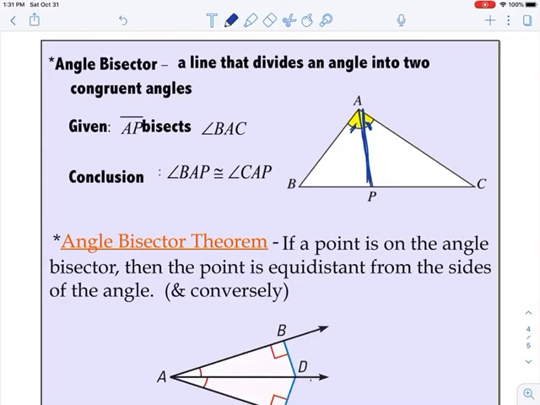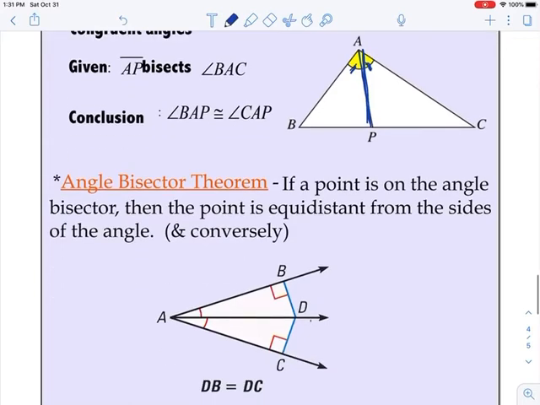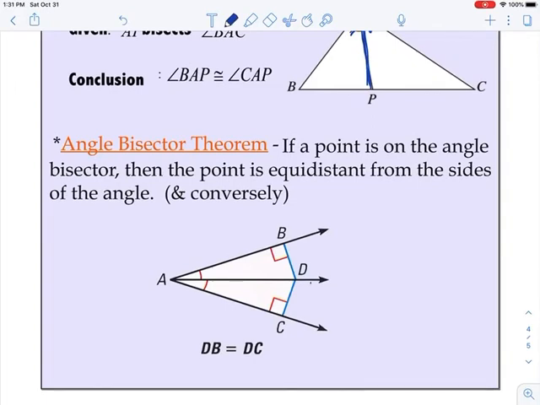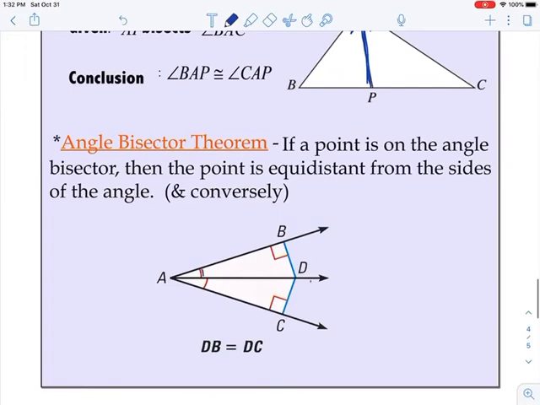Okay, and again, the opposite thing is going to happen. The angle bisector theorem: if a point is on the angle bisector, then the point is equidistant from the sides of the angle, and conversely. So if I can tell you that this angle is equal to this angle, that means that DB is going to equal DC. Okay, so if this angle equals this angle, this piece is going to equal that piece.